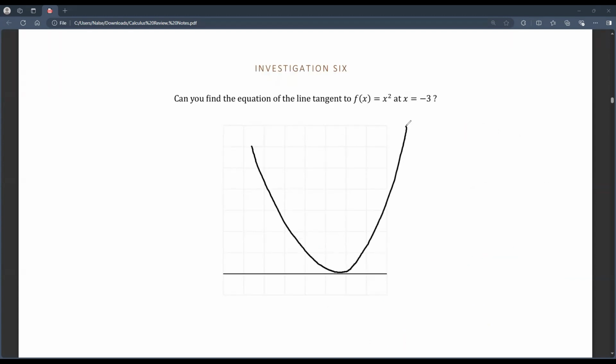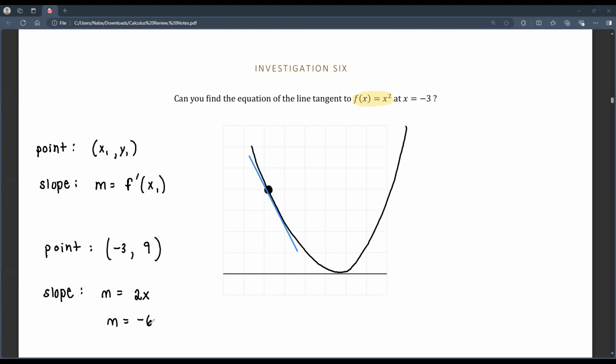Can you find the equation of the line tangent to f of x at x equals negative 3? To find the equation of any line, we will need to know just two things, a point and a slope. Now, what's unique between the tangent line and the function at the point of tangency? Well, the function and the line both share the same point at this location, and they also share the same slope. This means that the slope of the line will match the derivative of f at this particular x value.